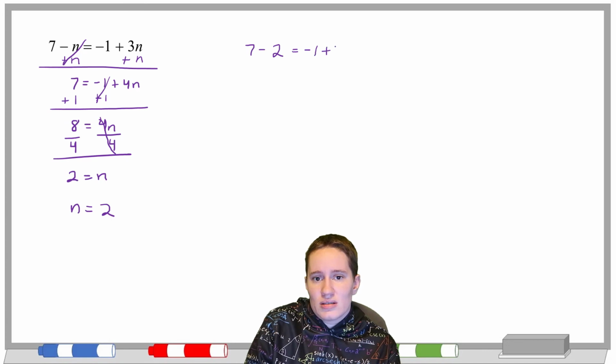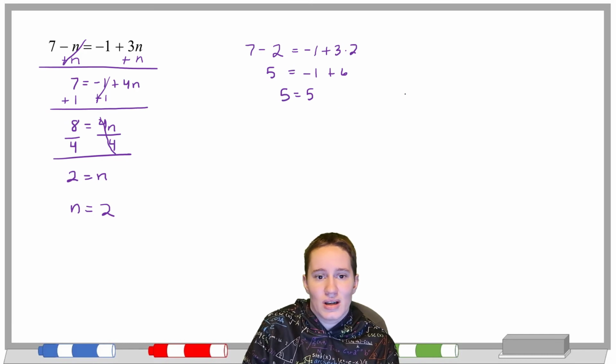Now, is this the correct answer? 7 minus 2 is 5. We'd have to do 3 times 2 and get 6. Negative 1 plus 6 is, in fact, 5. So, yep, looks like we got it.